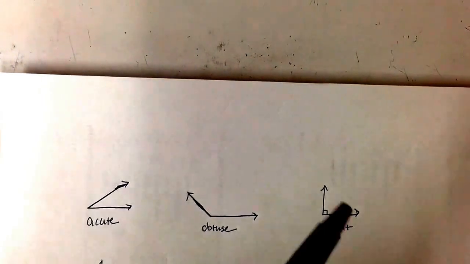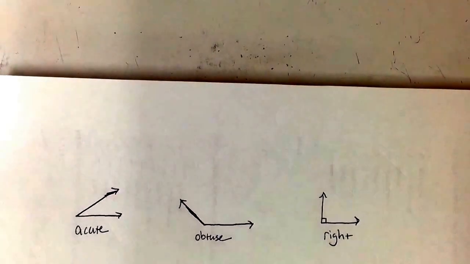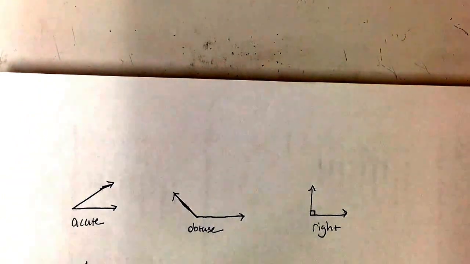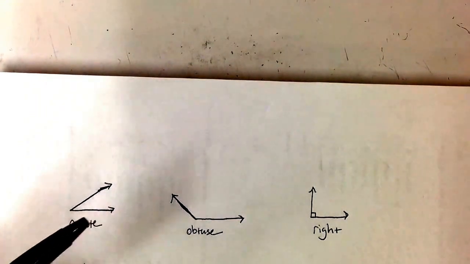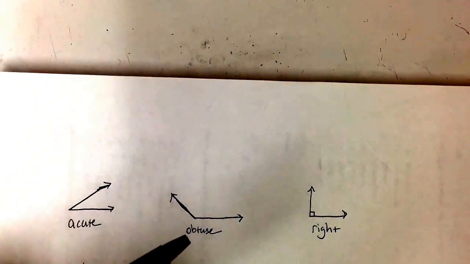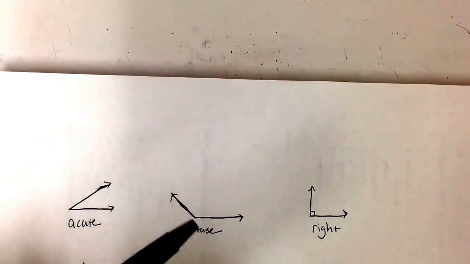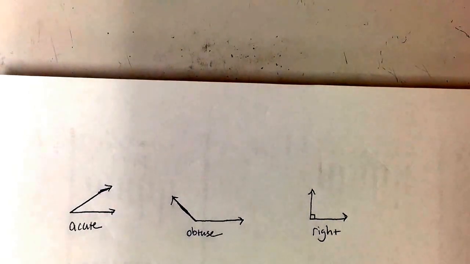Remember, a right angle is created by a vertical and a horizontal line. We call those perpendicular, and they create a 90-degree angle. Remember that acute angles are any angles that are less than 90 degrees. This one's probably about 45, and any angle larger than 90 is called an obtuse angle. And so this one's probably at about 135 or so.